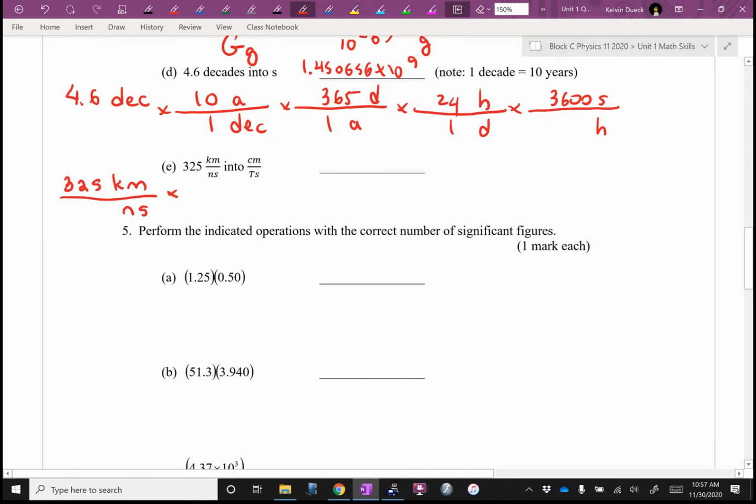What do you want to get rid of first, folks? Kilometers or nanoseconds? I don't care. Pick. Kilometers. So it's going to go here and 10 to the third on the top. And then I need to bring in centimeters. So meters on the bottom, centi on the top, and the 10 to the negative 2 on the bottom, I think. If I stop there, that's centimeters per nanosecond. Now I got to go from nanoseconds to teraseconds.